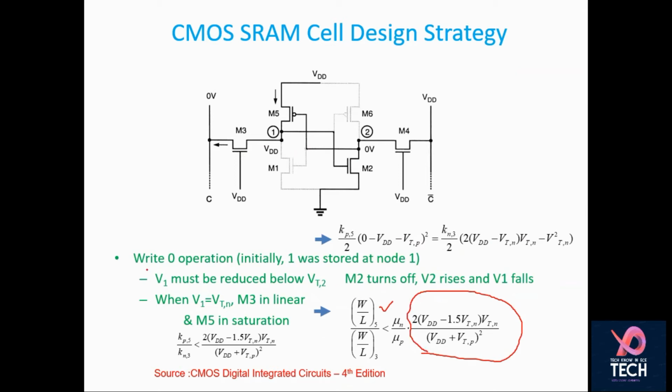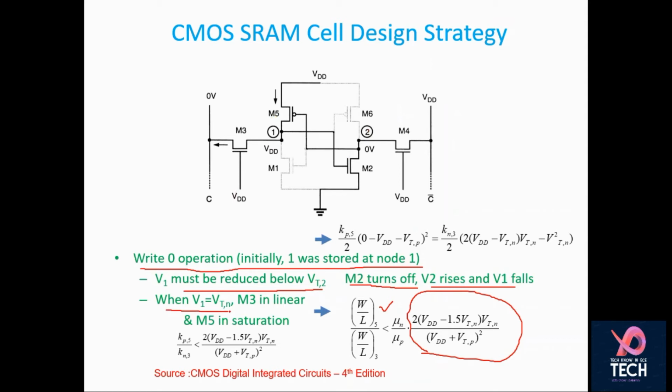So they are actually saying write zero operation. So initially what they are saying is that one was stored at node 1. Now they want to write 1. So V1 must be reduced to below VT2. So this point needs to be reached, then what happens? You are actually supposed to turn off M2, and V2 rises and V1 falls. So V2 rises and V1 falls.